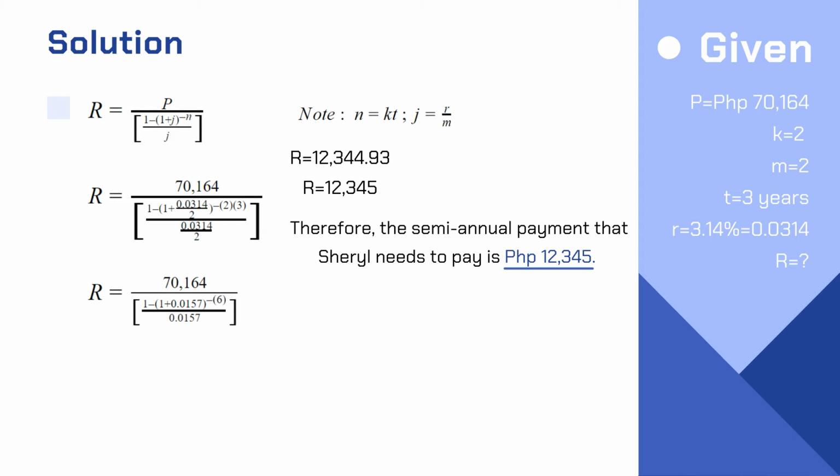Based on the problem, the present value or the amount borrowed is 70,164 pesos, which is to be repaid semi-annually for 3 years, so M is 2 and T is 3. The money is worth 3.14% and converted semi-annually, so R is 0.0314 and K is 2.